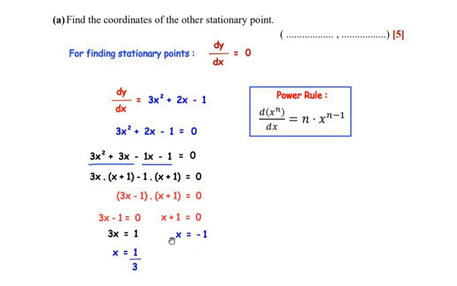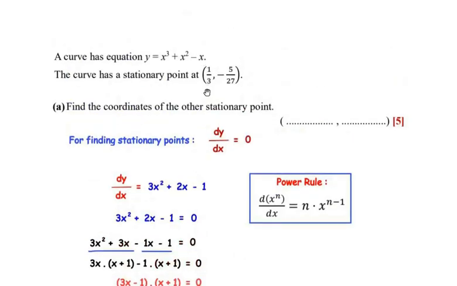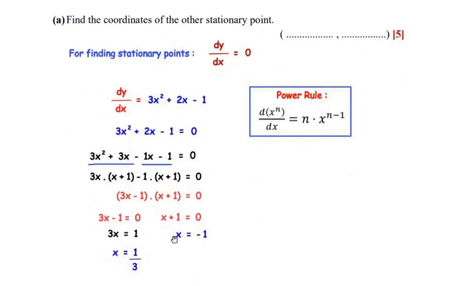Now here in the question, the first stationary point was already given to us, which had x equal to 1 over 3. So here we have to find out what is the value of y when x is equal to negative 1. This is going to give us the coordinates of the second stationary point. So let us write here.